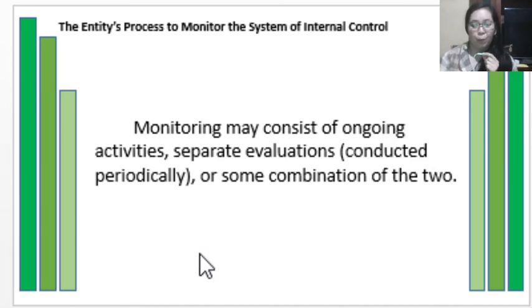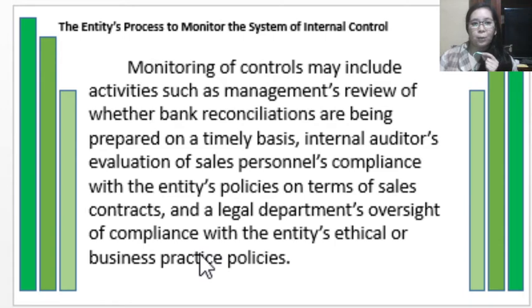system of internal controls. Monitoring of controls may include activities such as review by management, just as a specific example, of whether bank reconciliations are being prepared on a timely basis, the internal auditor's evaluation of the sales personnel's compliance with the policies in terms of sales contracts, and a legal department's oversight of compliance with the entity's ethical and business practice policies. These are the more specific types of monitoring activities.